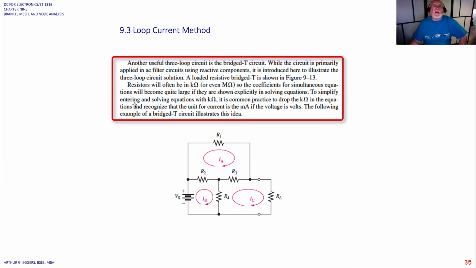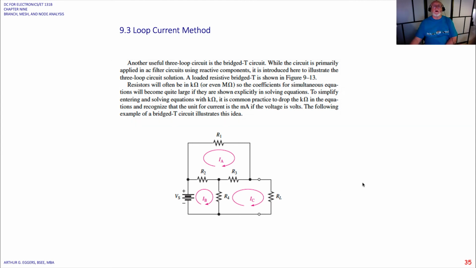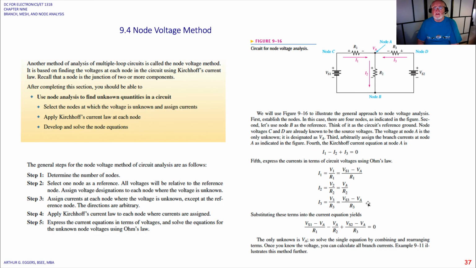To simplify entering and solving the equations with resistances in the k ohm range, it's commonplace to drop the k ohm in the equations and just recognize the unit for current as milliamps if the voltage is in volts. Okay, it's just ways of making it simple. You do know all throughout your calculations that the value is going to be higher, but it's just a trick in making the math easier.